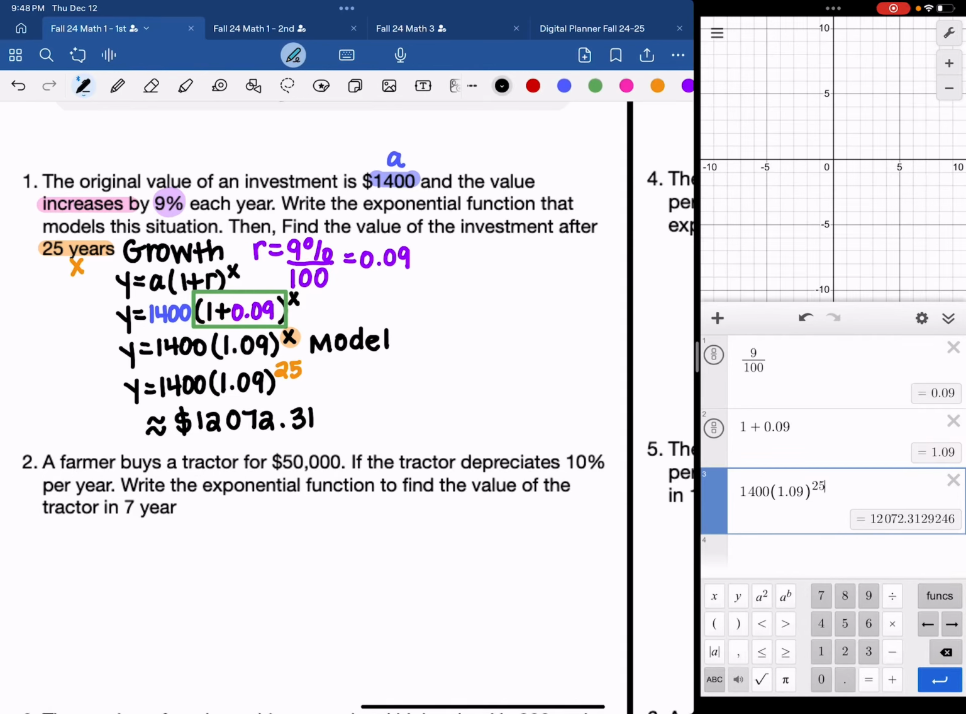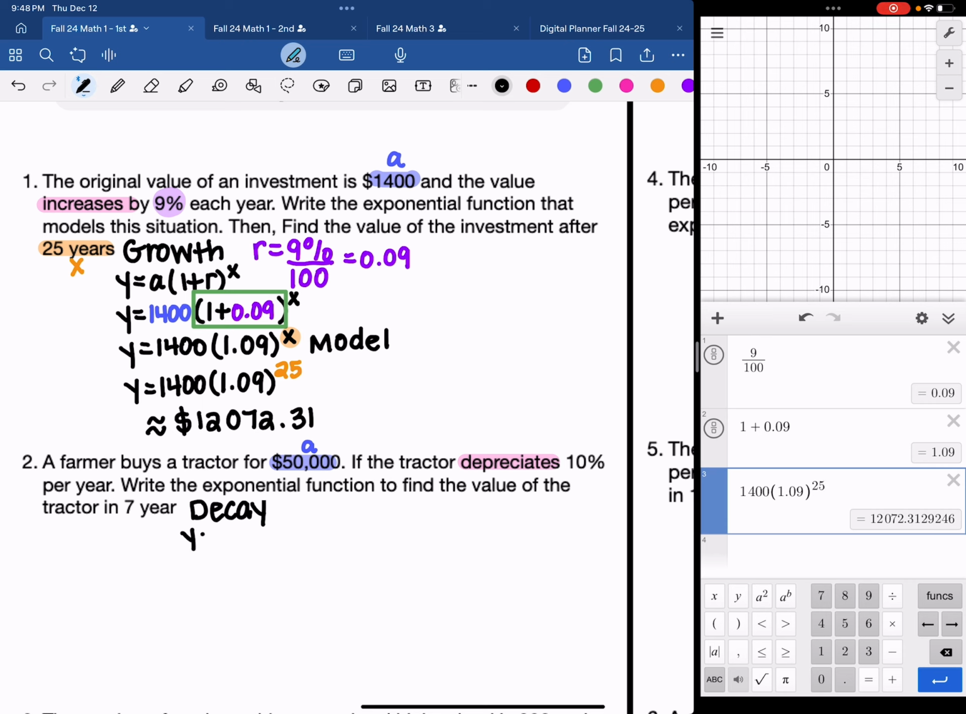All right, so our next example, it says a farmer buys a tractor for $50,000. So if that's how much he initially bought it for, that is going to represent my A value. That's my initial value. Now, the key word for this one is it says it depreciates. The word depreciates means that it's going to be decay. So depreciates means it's decaying.